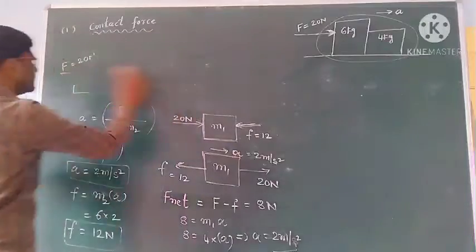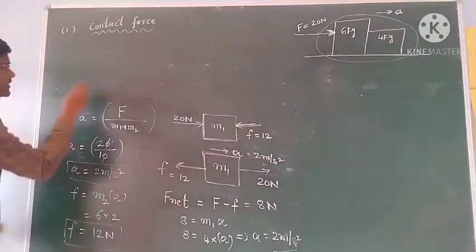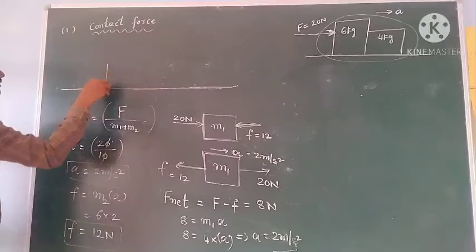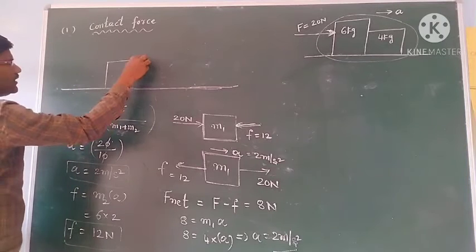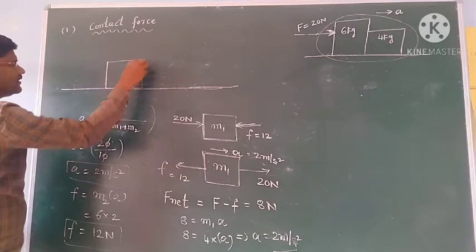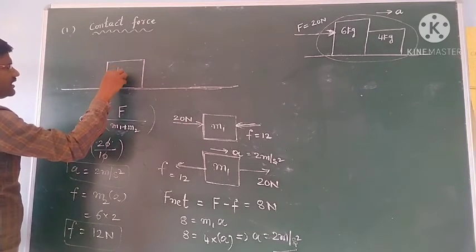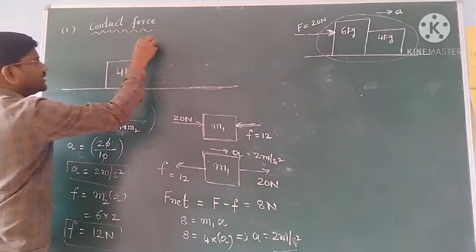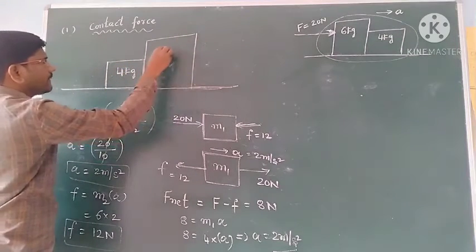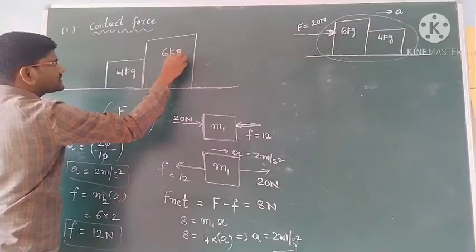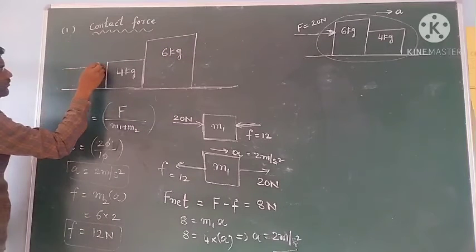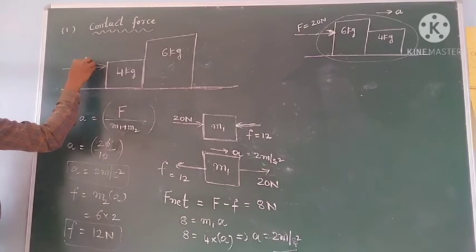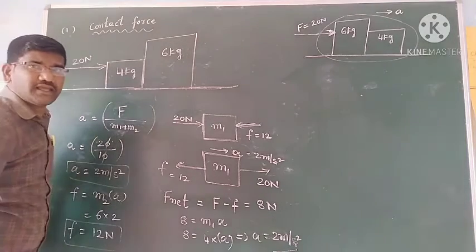So you just look at the diagram very clearly, students. This is the 4 kilogram mass and this is the 6 kilogram mass, and we are applying the force directly on the 4 kilogram mass. How much are you applying? 20 newtons you are applying.